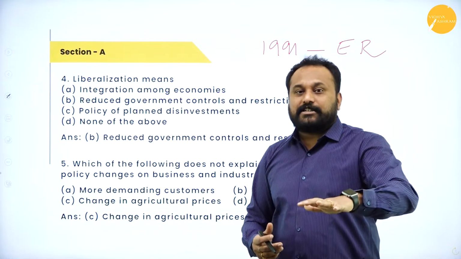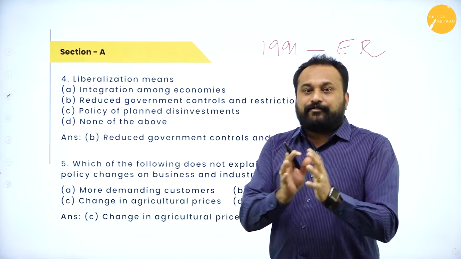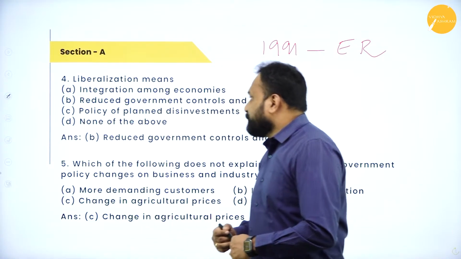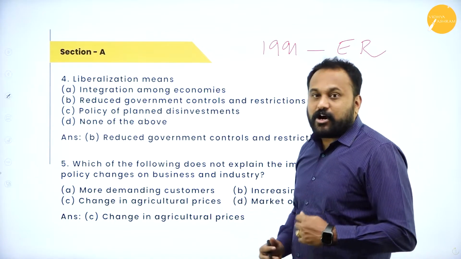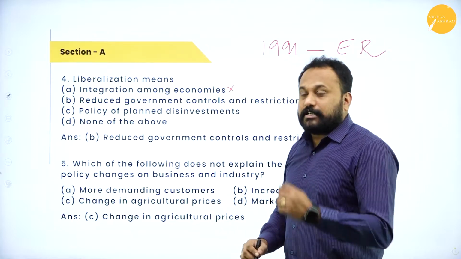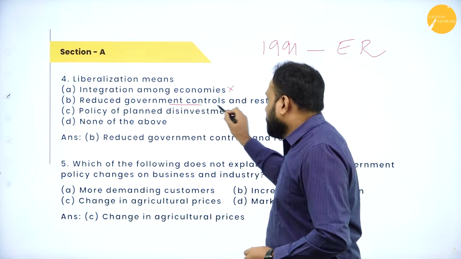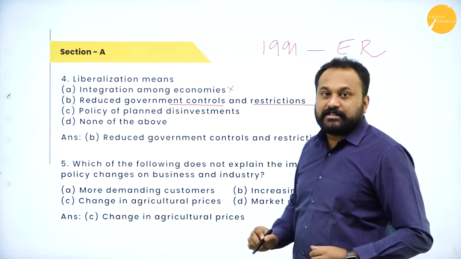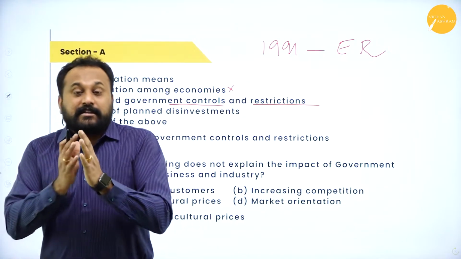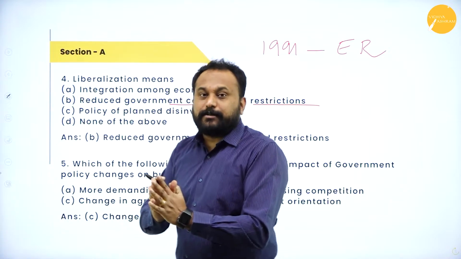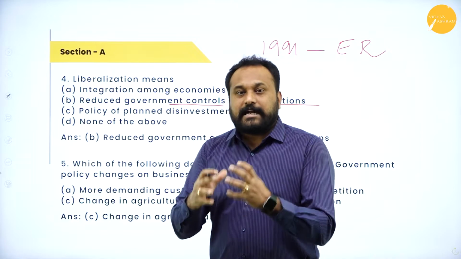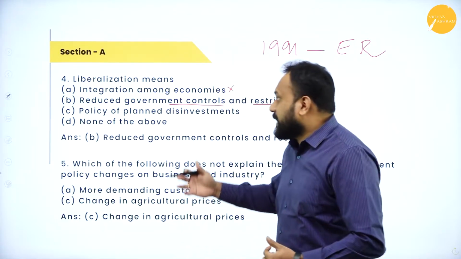Now, liberalization means liberalizing few things, the liberty of few things. The first one here is integration among economies. No, it is not. Next, reduced government control and restrictions. Liberty, liberal. Getting liberal. That means they are telling you that there should not be too much control of government. That is called liberalization. So your answer is B.